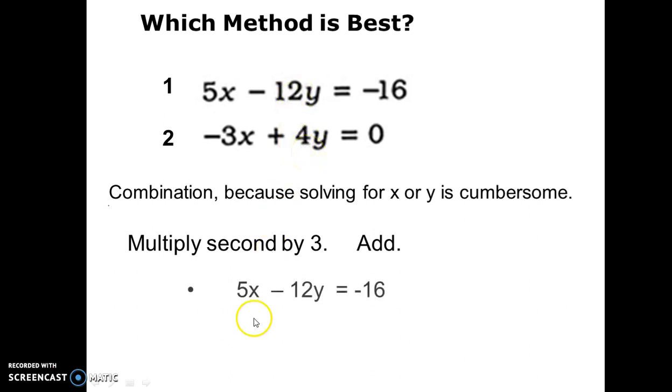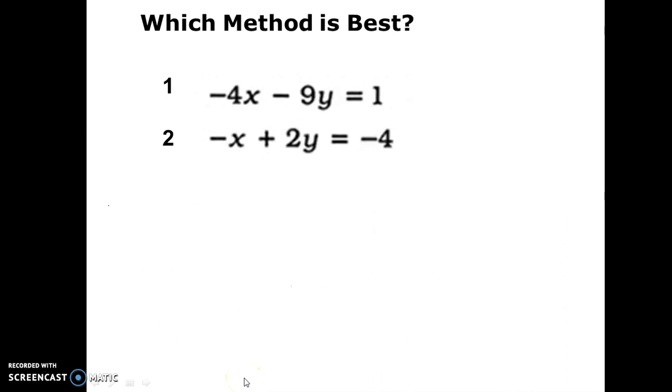So let's see. Here's our first equation, remains as it is. Second equation has been multiplied by 3. Everything's been multiplied by 3. And now when you combine, those will cancel. So when you add them up, you are left with that, and you can solve very quickly. Great, one more.